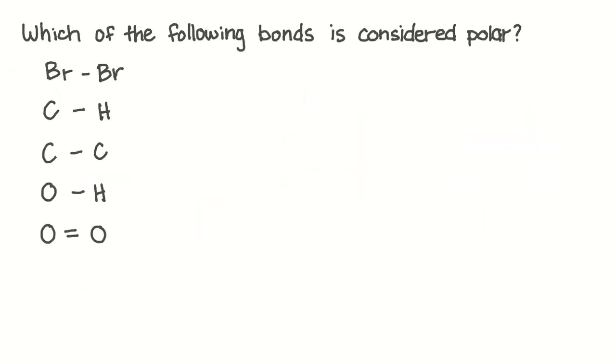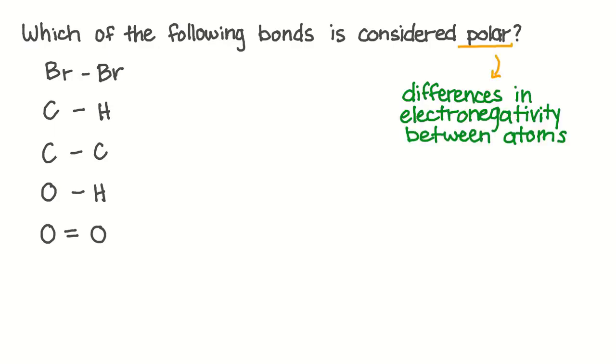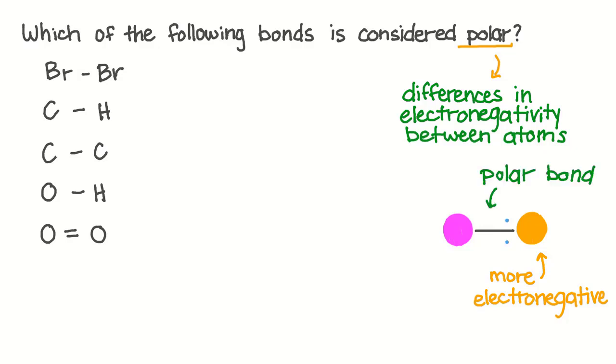Which of the following bonds is considered polar? A Br-Br single bond, a C-H single bond, a C-C single bond, an O-H single bond, or an O=O double bond. Bonds are polar due to differences in electronegativity between atoms. This is because electronegativity describes a tendency of an atom to attract shared electrons in a bond towards itself. This means that if one atom is more electronegative than the other, the electrons will be attracted towards the more electronegative atom. When this happens, the bond is considered to be polar.